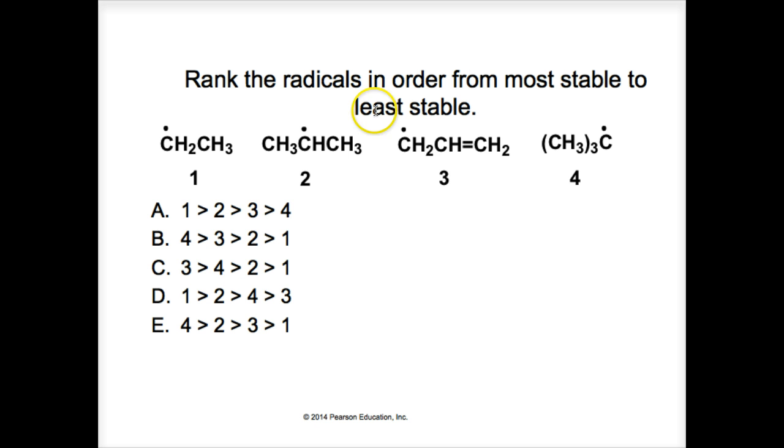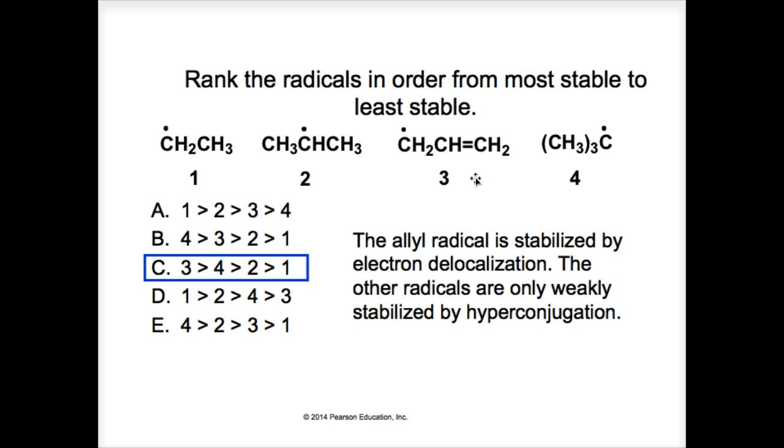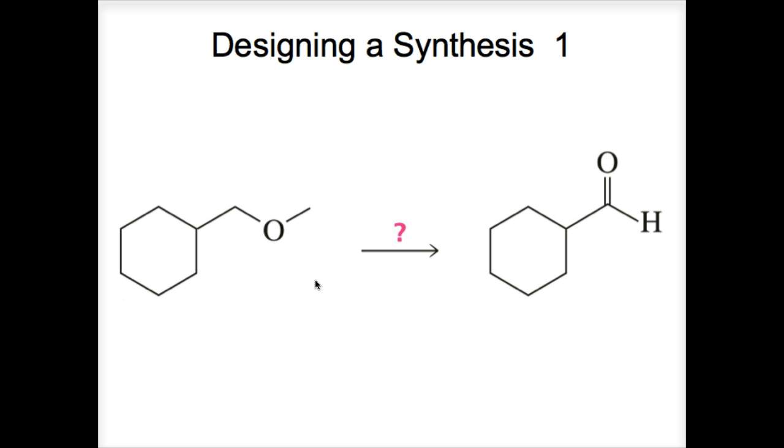Here's another problem. Rank the radicals in order from most stable to least stable. You may remember that the allylic radical, as displayed here, is very stable because of delocalization of electrons. This one is primary, secondary, tertiary. So this one's definitely most stable. Then, of course, tertiary, then secondary, then primary. So C is correct.